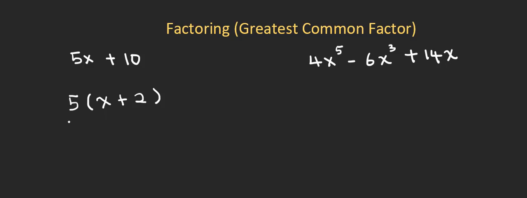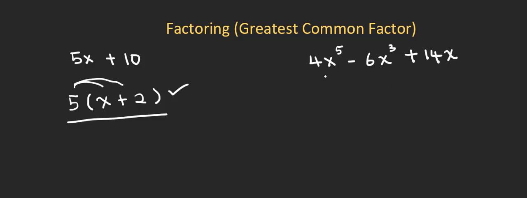And we could double check our final answer by distributing. What's 5 times x? That's 5x. What's 5 times 2? That's positive 10. So that's our final answer. Let's take a look at the second example.